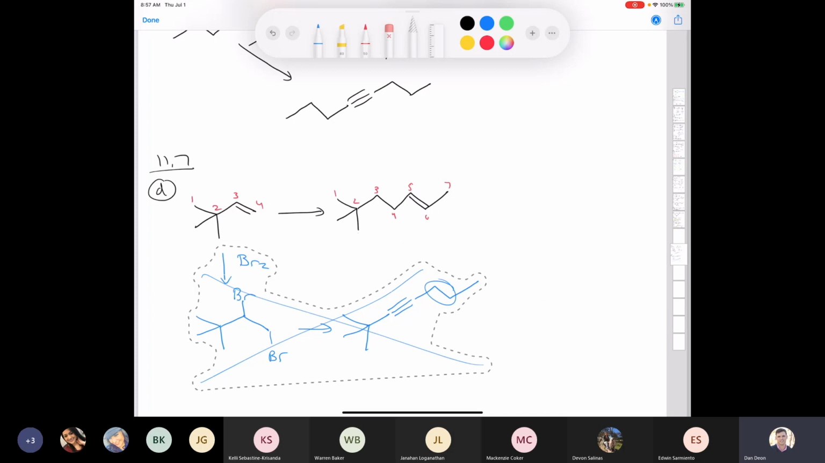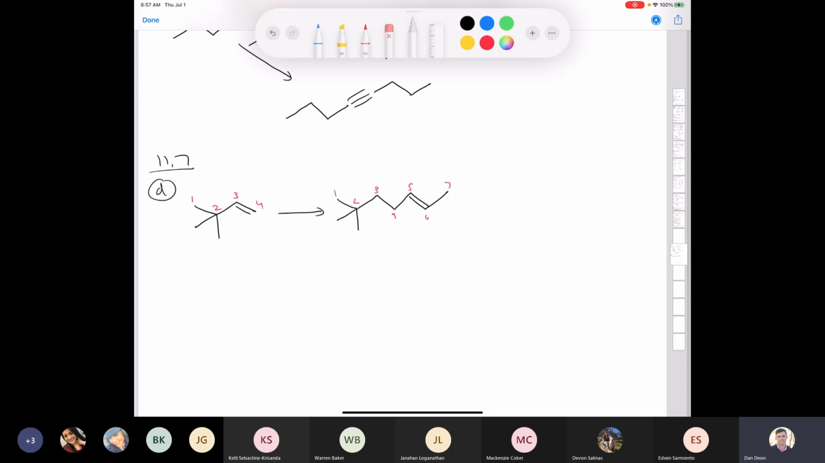But I have another idea. I think we need to do two different steps to add the carbons to the molecule. I'm going to do my retrosynthesis like this. If we had this compound, I just want to make sure I got my carbons right here. So we have 1, 2, 3, 4, 5, 6.